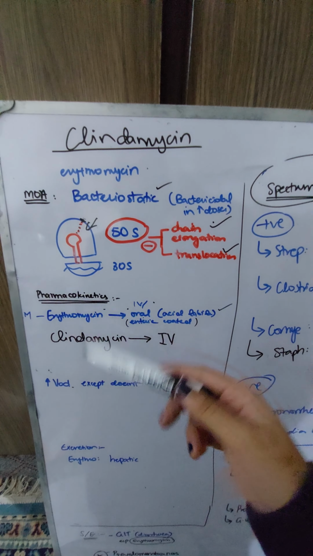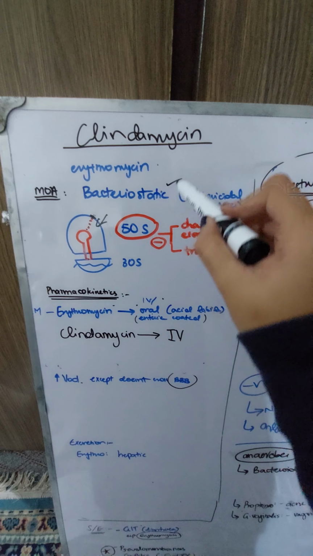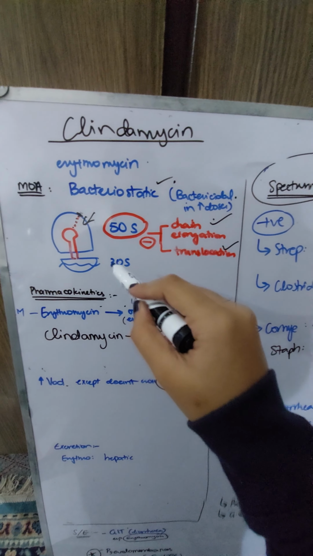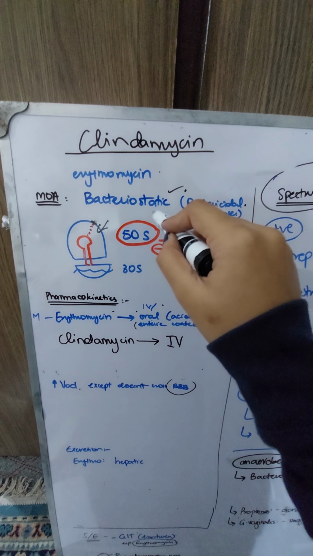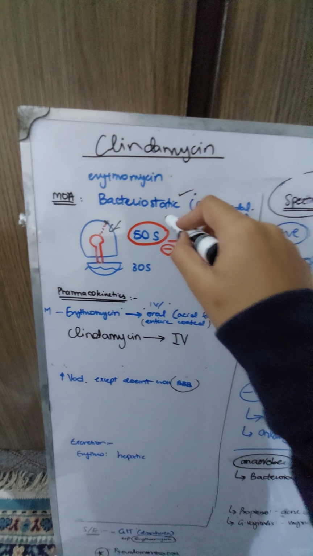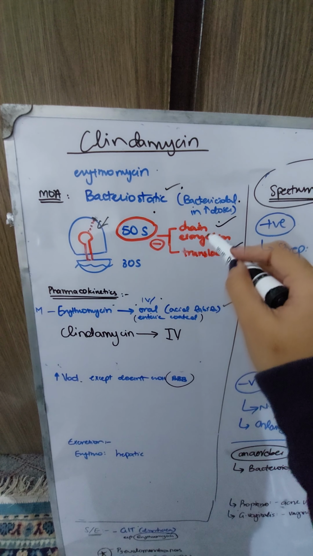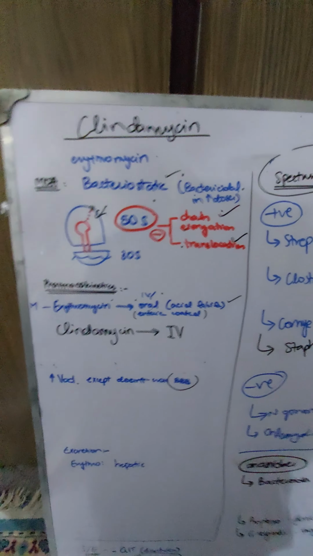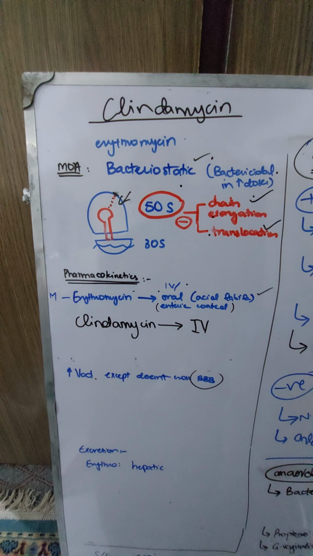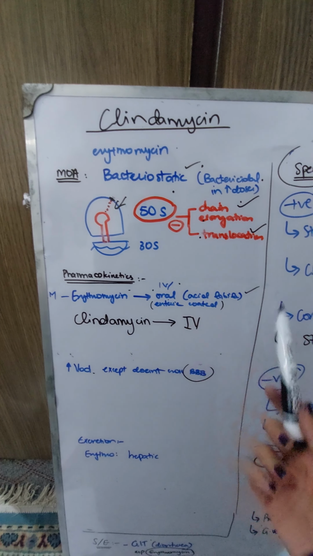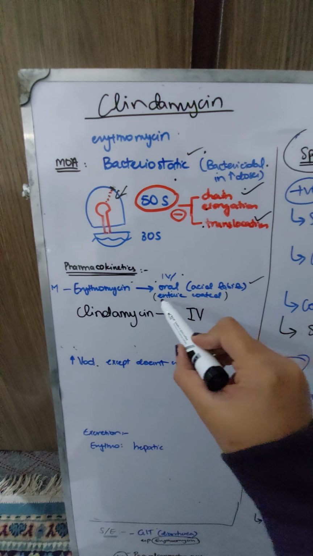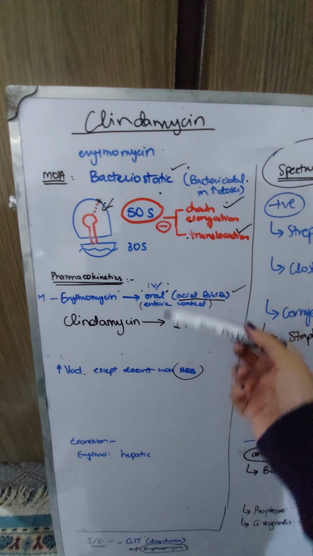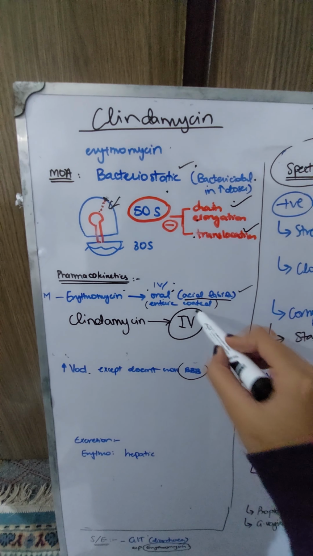So its mechanism of action is the same as macrolides. It's bacteriostatic, but it's bactericidal in high doses. It is also an inhibitor of the 50S ribosomal unit, and it inhibits chain elongation and translocation, जिसकी वजह से protein synthesis inhibit करता है. ठीक है, इसकी pharmacokinetics भी are the same as erythromycin, where it is acid labile, but with erythromycin we can give it orally or IV, but clindamycin we mostly prefer to give it IV.